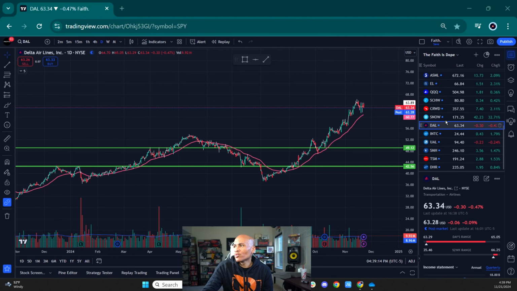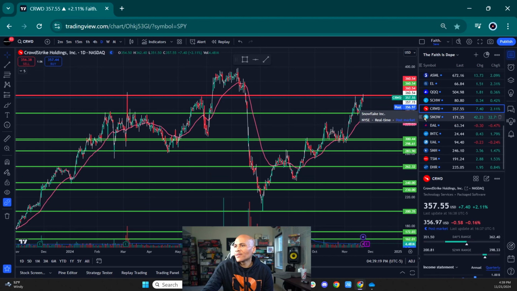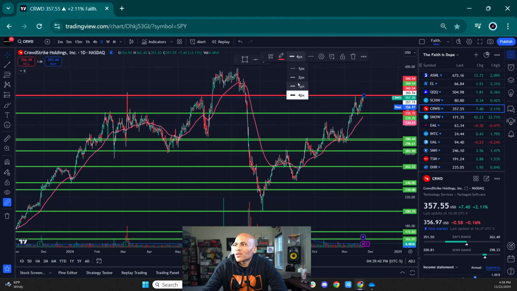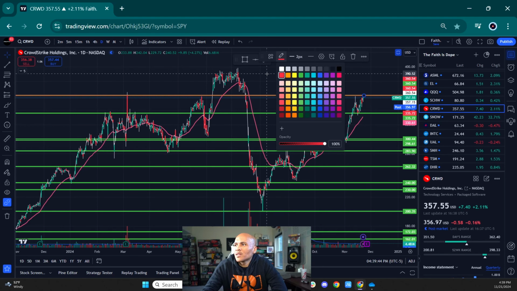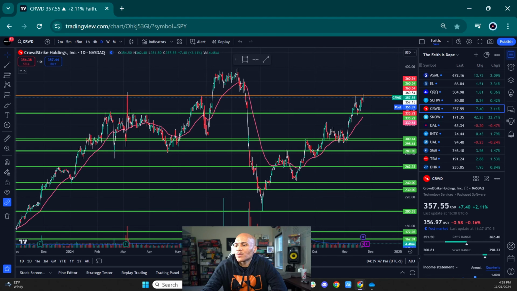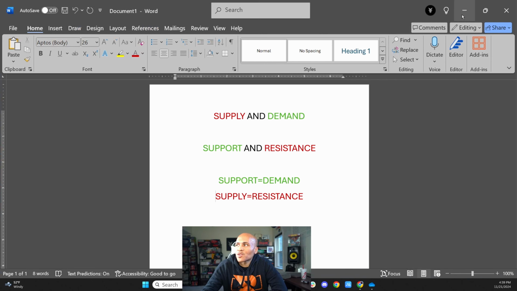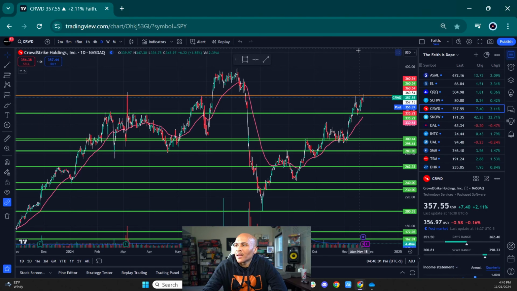So let's start with, let's do crowd. So I have these levels on crowd, CRWD, CrowdStrike Holdings. So we'll do supply and demand, and this is how I use my Tradingview. So I do the same thing I just told you guys with the colors, right? So when I'm charting, whenever I plot a supply or a resistance level, I try to make that line red. Whenever I plot a support or a demand level, I make that line green.